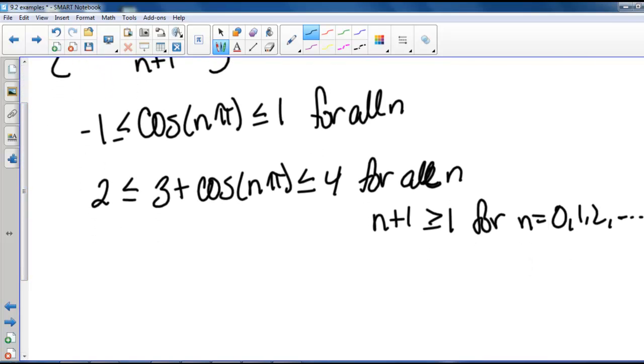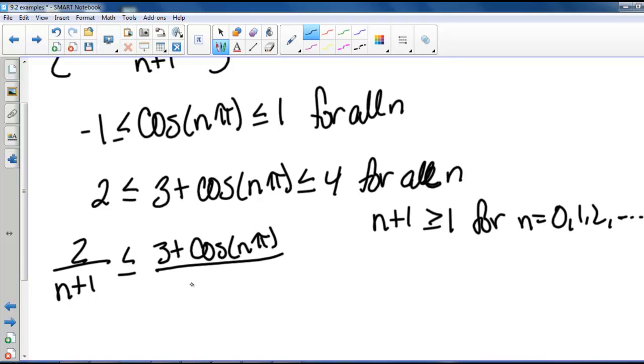So this tells us that we can divide each part of our inequality by n plus 1 without worrying about changing our inequality signs. So we get 2 over n plus 1 is less than or equal to 3 plus cosine of n times pi divided by n plus 1 is less than or equal to 4 over n plus 1 for n equals 0, 1, 2, etc.